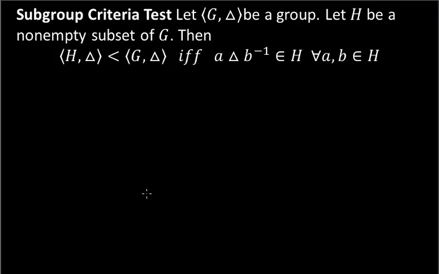You verify H is a non-empty subset of G, but as long as it's non-empty, you can show that it is a subgroup simply by showing that, if the operation is delta, if A, B are in H, then A delta B inverse is in H. Now, B inverse, you know exists because it exists in G. So all we need to do is let X and Y be in H, and then show that X Y inverse is in H. And if you can do that, you can conclude that H is a subgroup.